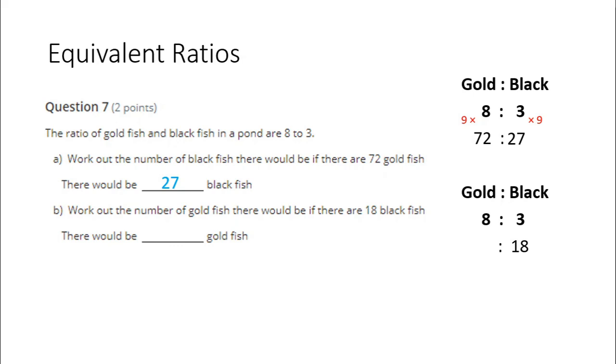If you're having trouble thinking about it, try going the opposite way. What's 18 divided by 3? It's 6. So try that again. Is 3 times 6 18? Yes, it is. So we'll do 8 times 6 as well. 8 times 6 is 48. So there would be 48 goldfish if there were 18 blackfish, maintaining that original ratio of 8 goldfish for every 3 blackfish.